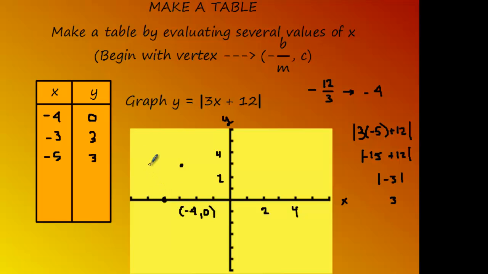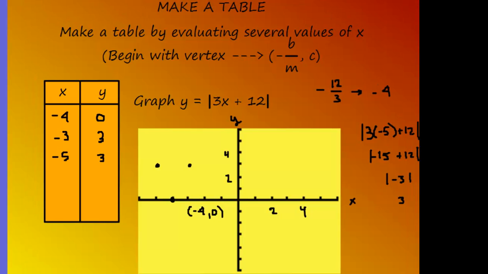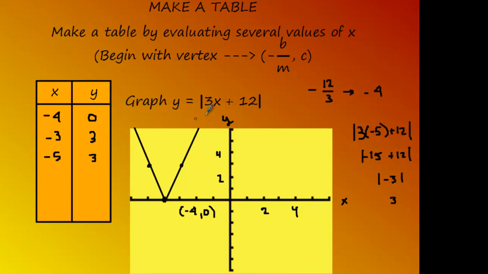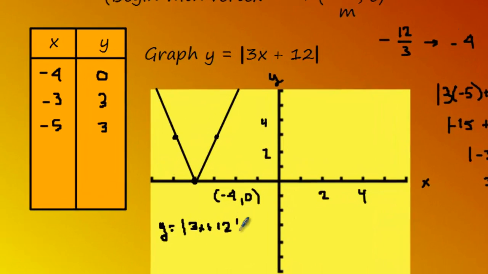So then we're going to graph that. Now I have the vertex and a point on each side, so I need to go ahead and use my straight edge and draw the sides of the function in here. This is going to look like this, and this is going to look like this. So again, I have my V shape, and finally I want to put the equation on here. I don't really have enough room up here, so I'm going to write it down here. Y equals the absolute value of 3x plus 12.